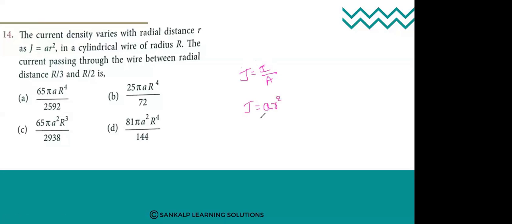In the question, it is specified that the current density varies with radial distance as J is equal to A r square. In a cylindrical wire of radius R, you need to imagine one cylindrical wire whose radius is R. In this wire, the current density varies with the equation J is equal to A r square, where small r is the radial distance and capital R is the radius of the wire. This is the first part of the question.